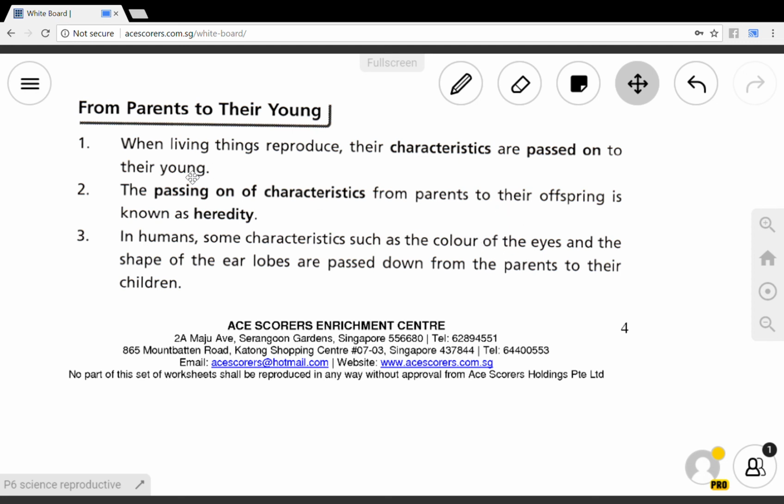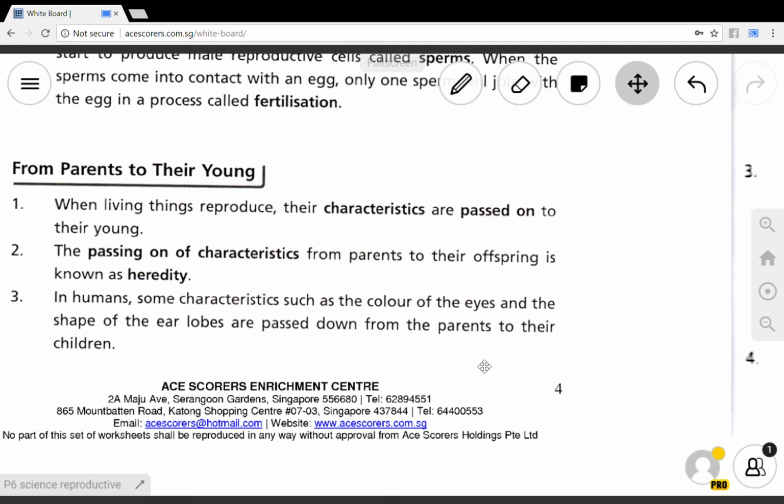Okay, another thing that you need to understand is hereditary. That is the passing of characteristics from the parents to the offspring. This word is known as heredity, passing of characteristics, like genes. For example, the color of the eyes, the shape of the earlobes, and so on, passed down from the parents to the children. Any other example that you can think of?